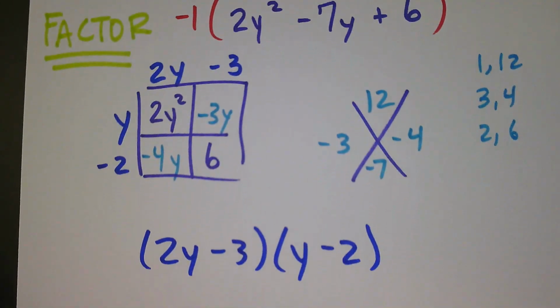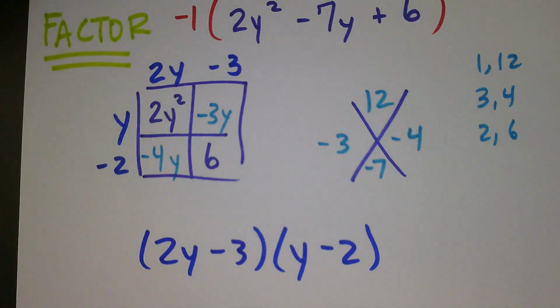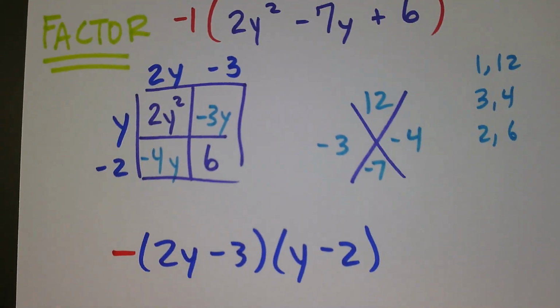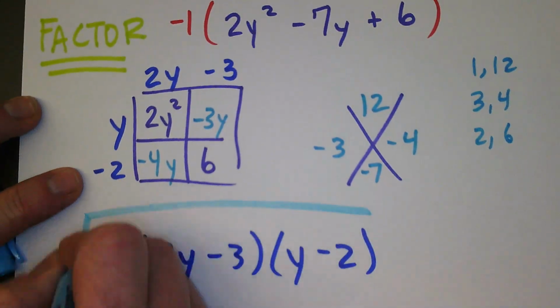Oh, move it up just a smidge. And then don't forget that negative on the outside, that -1 that I originally factored out. It's going to go just right there, a negative symbol on the outside, giving this as my final answer.